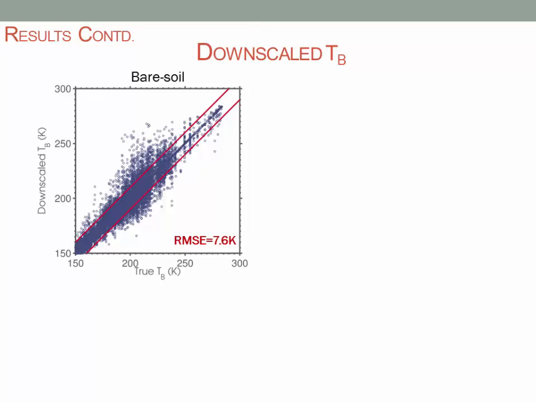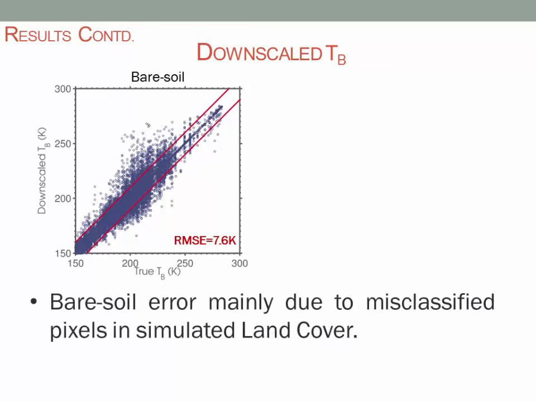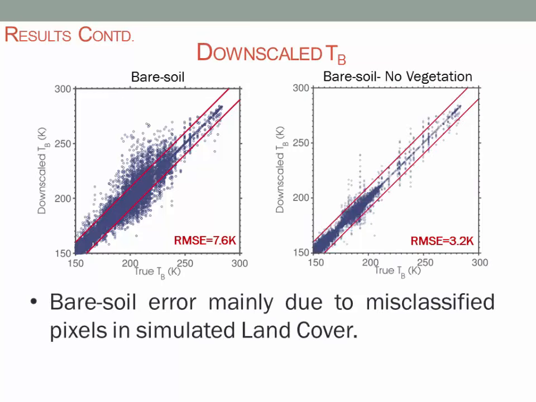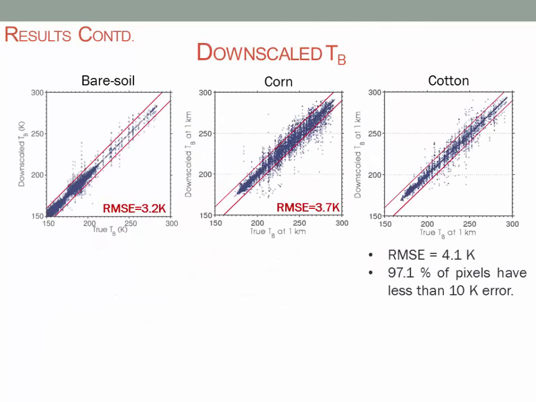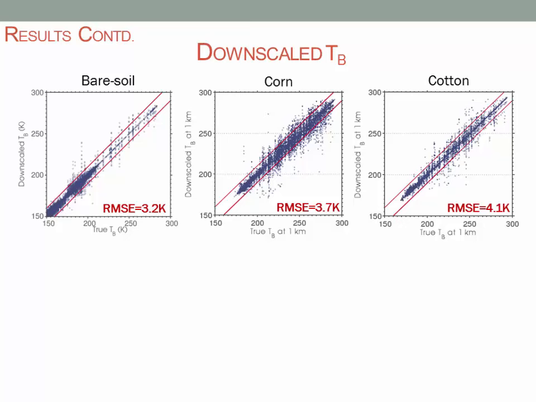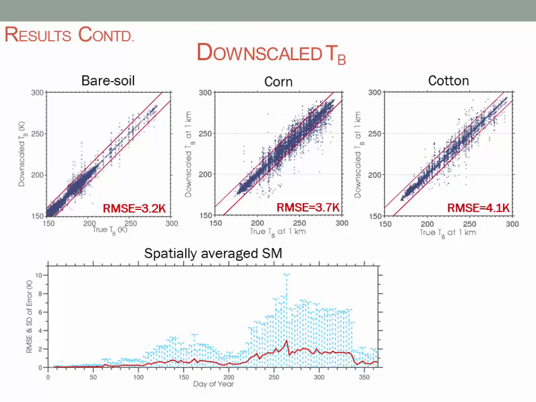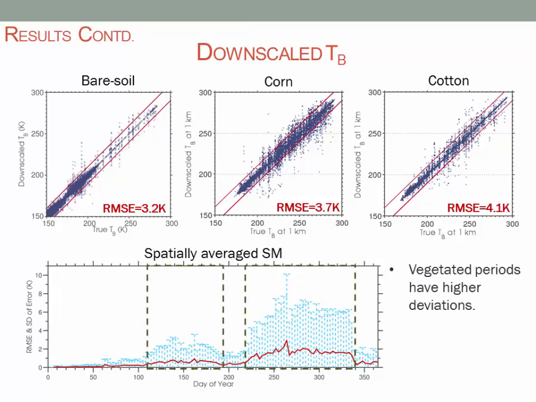The overall downscaled results are presented by land cover. For bare soil, the errors are a bit high, but this was due to vegetated pixels being misclassified at the fine scale. Once we take out the misclassified pixels, our bare soil results improve a lot. The corn results and the cotton results were less than 5K for all the times. We spatially averaged the error, and so the red is the error and the blue is the standard deviation, and found that the standard deviation, as expected, was more during the vegetated season than during the bare soil season.